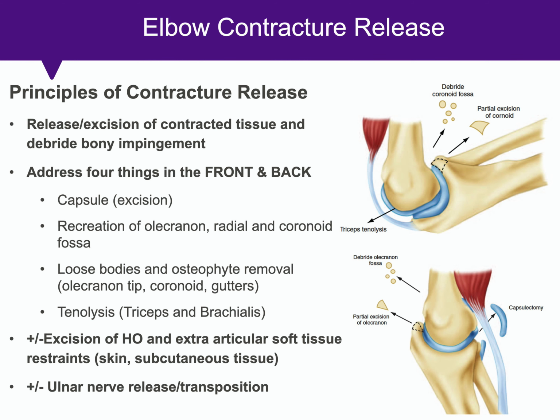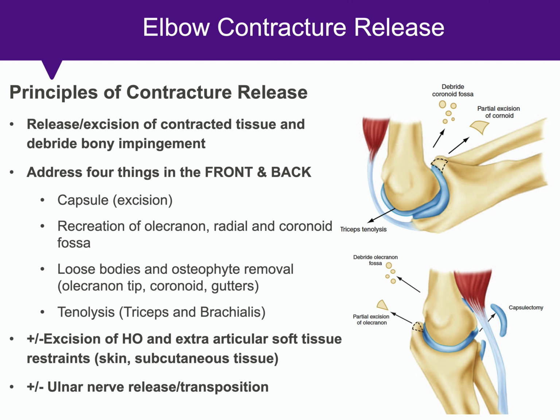So for elbow contracture release, the basic principles are that we are releasing or excising the contracted tissue, and we are debriding the mechanical block. There are typically 4 things in the front and back of the elbow that have to be addressed, and they include capsule, which is typically excised. We have to recreate the olecranon, the radial, and the coronoid fossa. Loose bodies and osteophytes are removed, typically from the olecranon, tip of coronoid, and the medial and lateral gutters. And then finally, tenolysis of the triceps at the back and brachialis in the front.